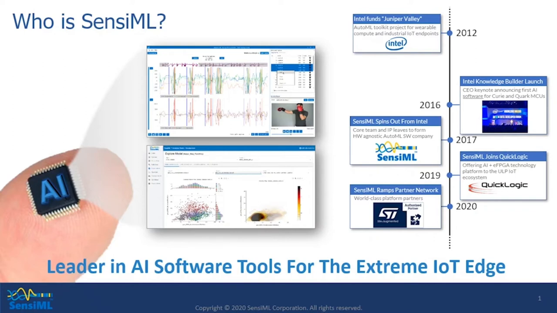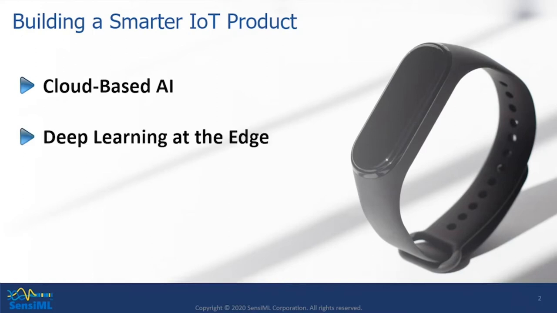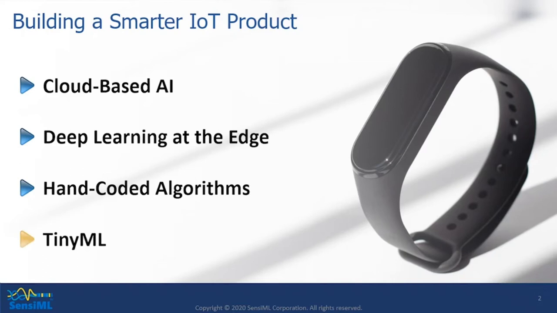With that, let's get into the actual process of building smart IoT sensor products. There are essentially four options available to a developer. The first are cloud-based AI frameworks, where raw IoT sensor data is shipped to cloud servers for processing and insight. Second are the class of solutions focused on providing deep learning at the edge with specialized edge machine learning accelerators for neural network models. The time-tested route is hand-coded algorithms relying on the wisdom and efforts of data scientists, signal processing experts, and embedded developers to devise and optimize algorithms in a manual coding environment. And lastly, and the focus for most of our discussion, is a new class of AI tools that brings machine learning automation to the smallest of computing nodes, also known collectively as TinyML.